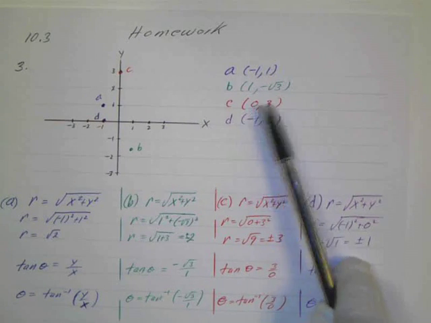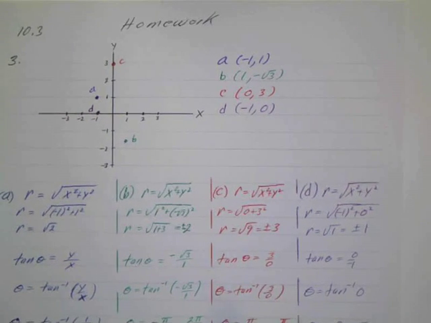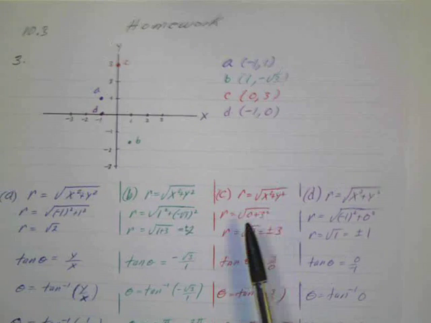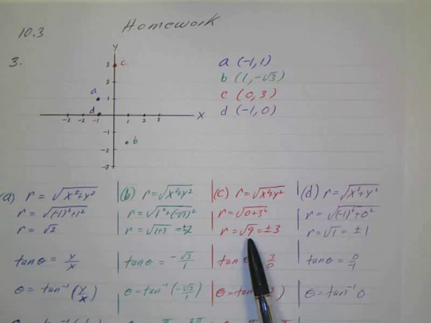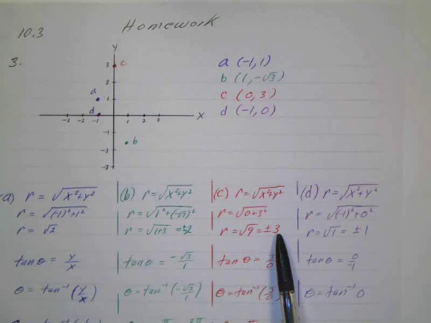Okay, the next one was letter C. And that was the point (0, 3). So first of all, I find my r by using the square root of x squared plus y squared, the square root of 0 squared plus 3 squared, which is just the square root of 9, which is plus or minus 3 again.